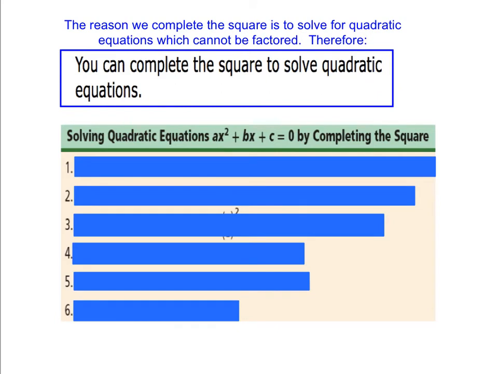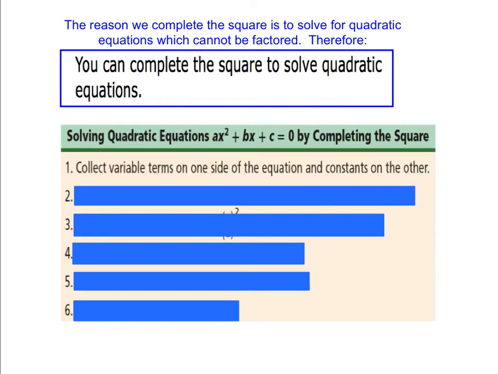Okay, now from here, I want you in your Cornell Notes to write these steps down. These are the steps for completing the square on a quadratic equation. Not just a quadratic expression like we were just playing with, a quadratic equation. So step number 1, collect variable terms on one side of the equation and the constant on the other side. Now, what does that mean? Well, that means this constant right here is going to be over here on the right side, and this ax squared plus bx is going to be on the left side.